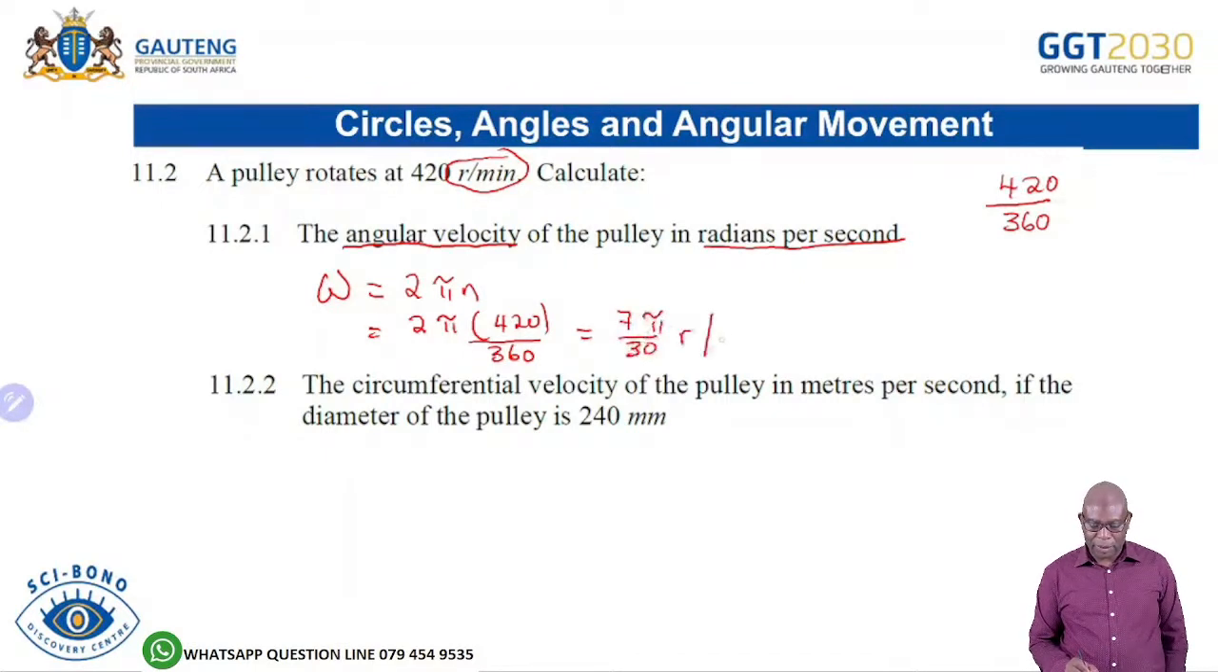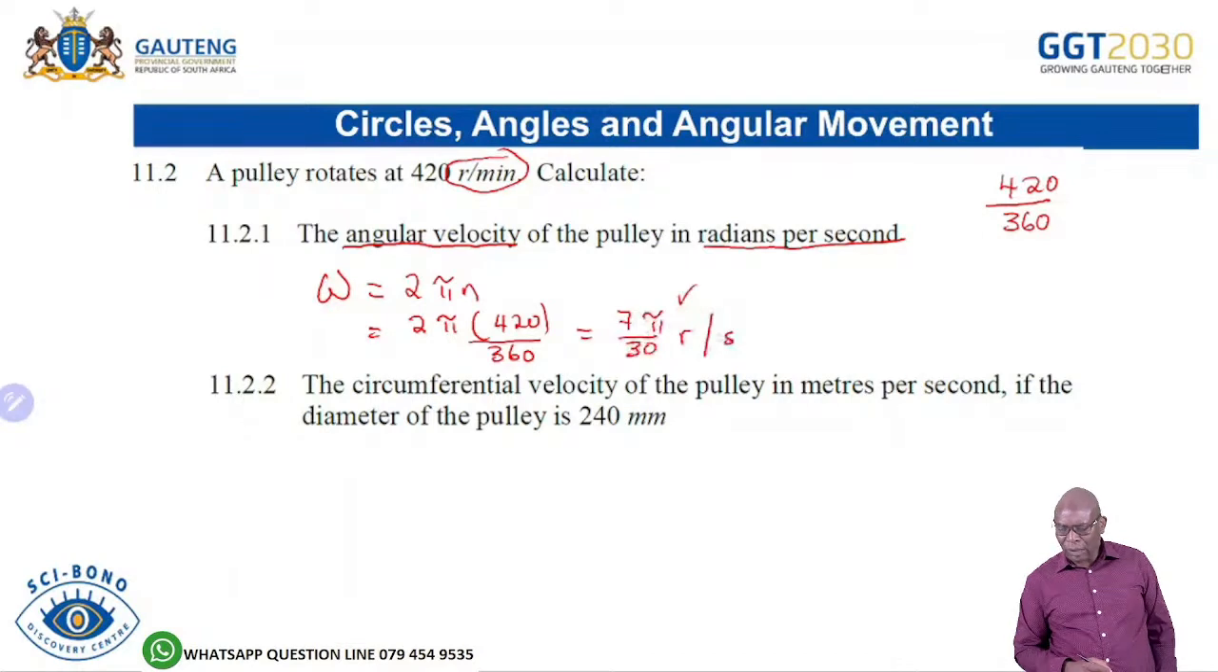So r per second. You can then change that. You can write it as decimal, it's not a problem, but you can leave it at that. Your calculator is probably going to leave your answer as 7 pi over 30 r per second.